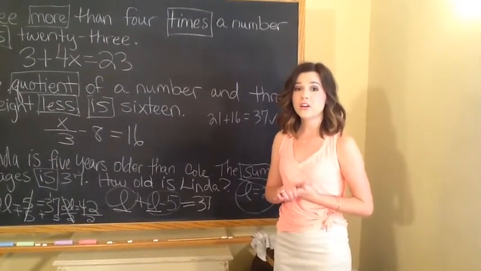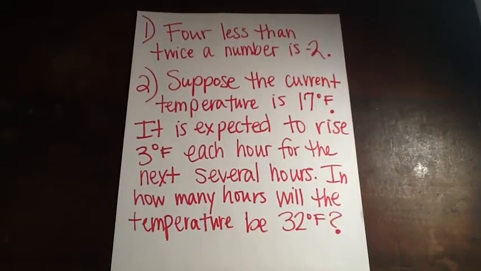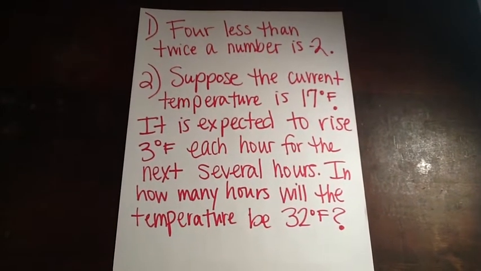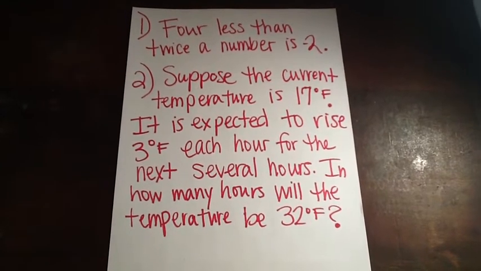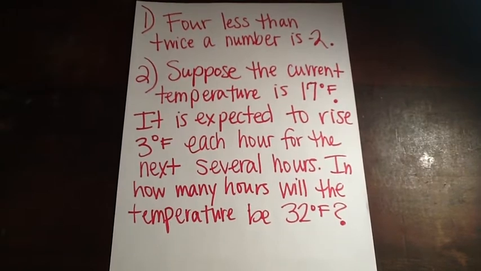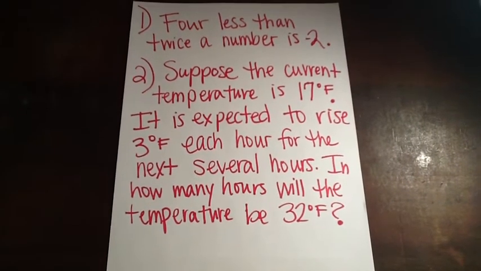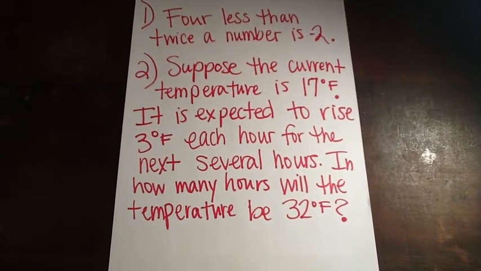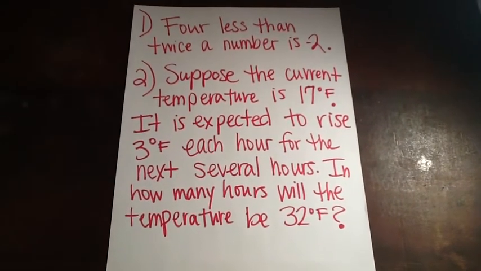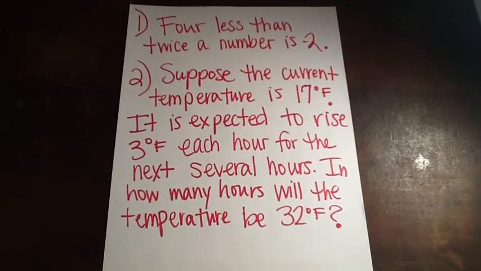Now let's go ahead and look at your on your own questions. You have 2 problems to solve for me. The first problem says 4 less than twice a number is negative 2. Number 2 says, suppose the current temperature is 17 degrees Fahrenheit. It is expected to rise 3 degrees Fahrenheit each hour for the next several hours. In how many hours will the temperature be 32 degrees Fahrenheit?